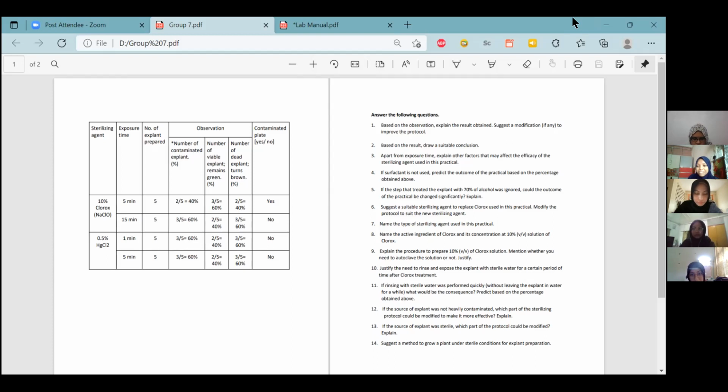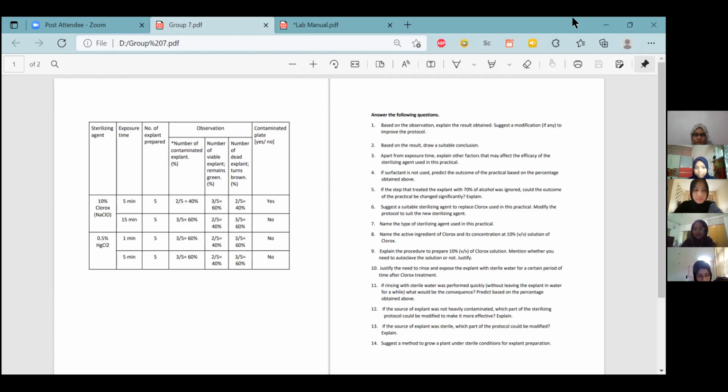It is mercury chloride, not magnesium chloride. Sorry? Mercury chloride, not magnesium chloride. What chloride? Mercury chloride. Oh, mercury chloride. Oh, sorry, my mistake.